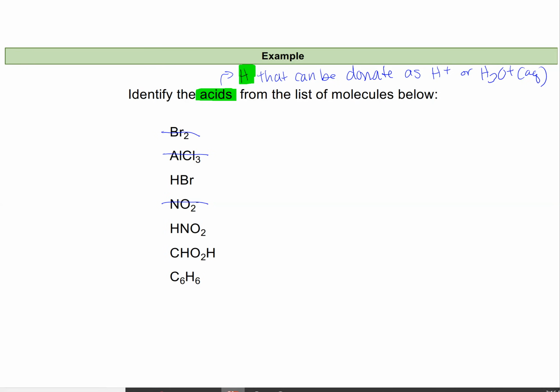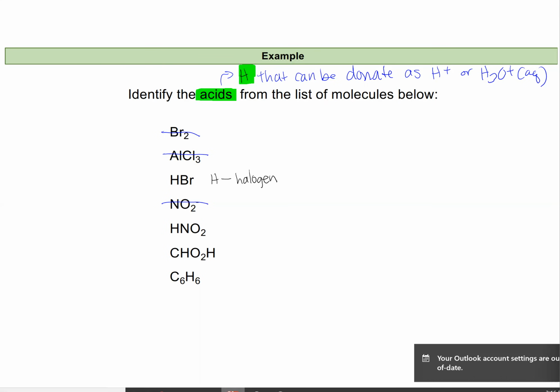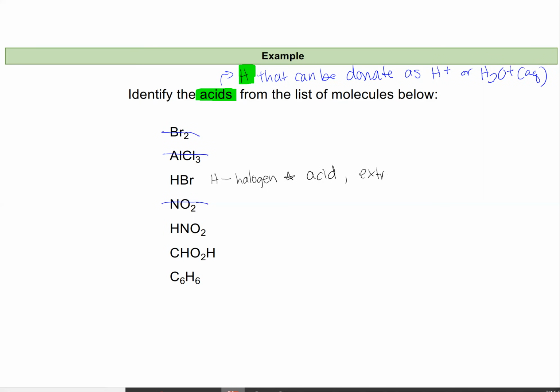So first off, I have HBr. This has a hydrogen bonded to a halogen. And that is a bond that can definitely break. And so this will be an acid. This is actually an extremely strong acid. All right, going down our list.